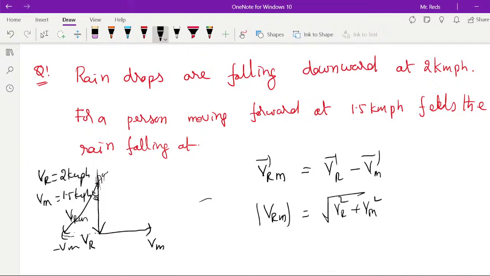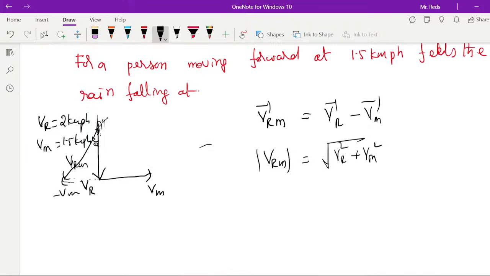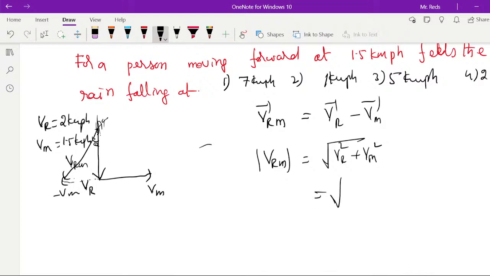The first option is 7 kmph. Second option is 1 kilometer per hour. Third option says 5. Fourth option 25. So what is this? It is equal to square root of VR square. VR is how much? 2 square is 4.